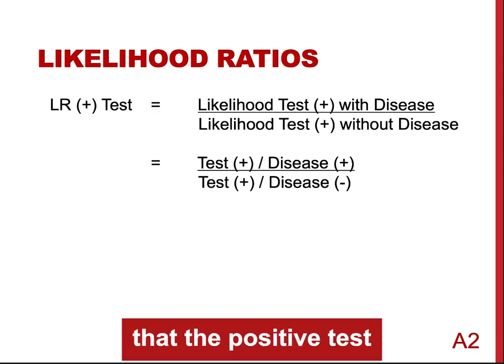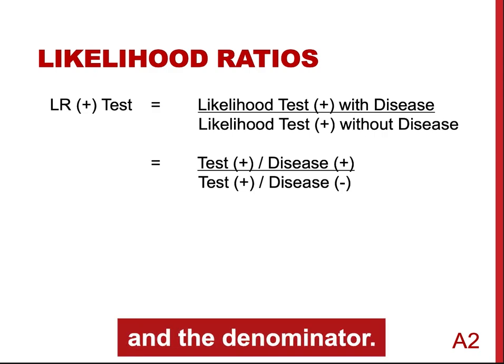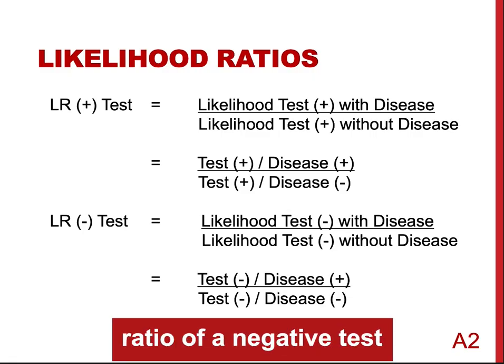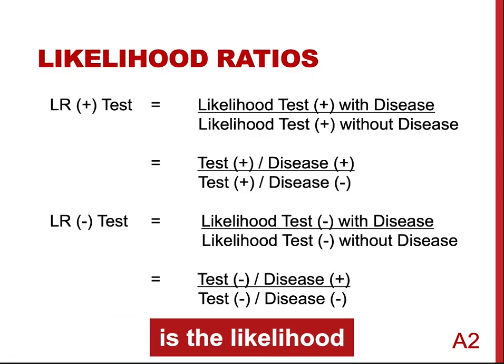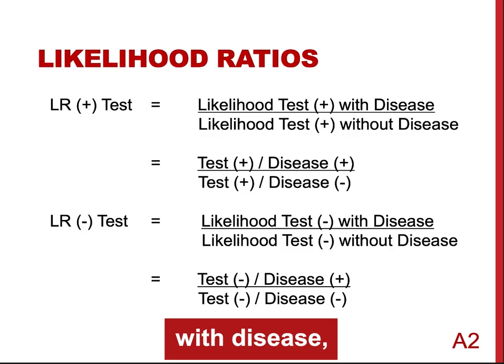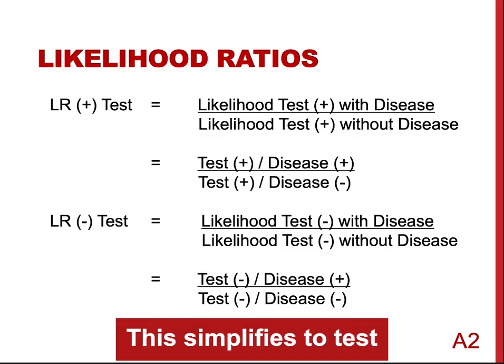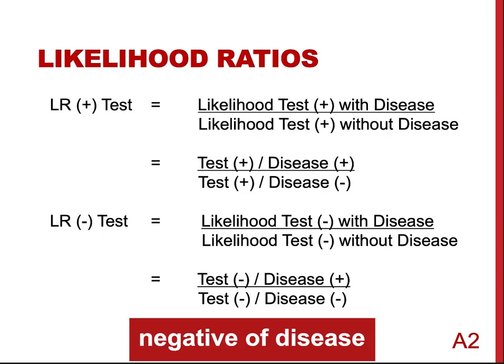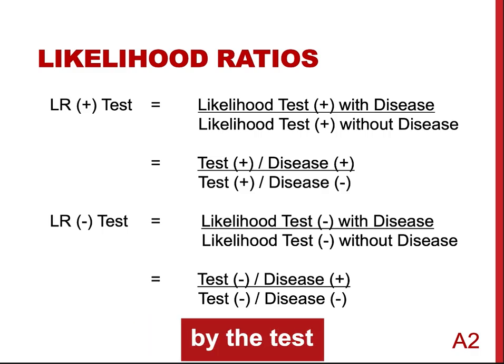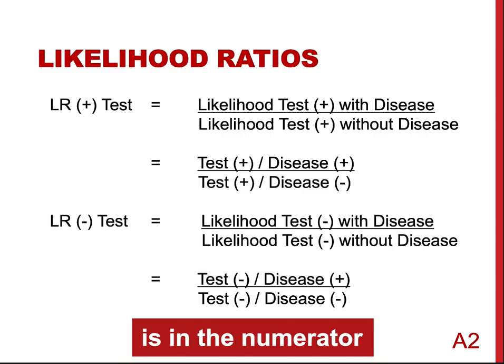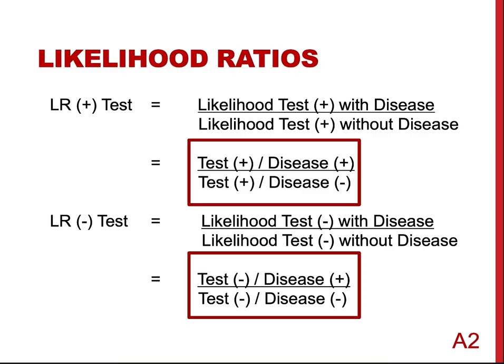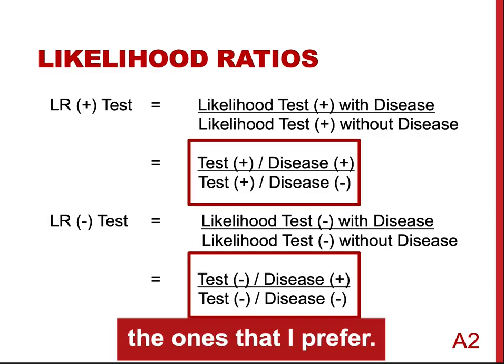Notice that the positive test is in the numerator and the denominator. The likelihood ratio of a negative test is the likelihood of testing negative in those with disease divided by the likelihood of testing negative in those without disease. This simplifies to test negative of disease positive divided by test negative of disease negative. Notice that the negative test is in the numerator and denominator. The formulas in the boxes are the ones that I prefer.